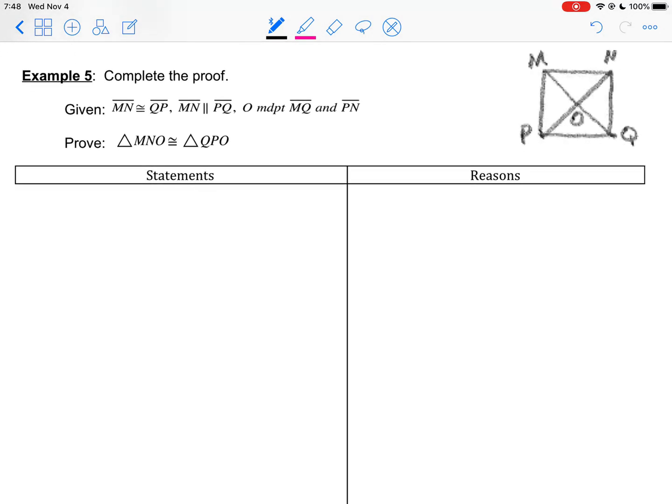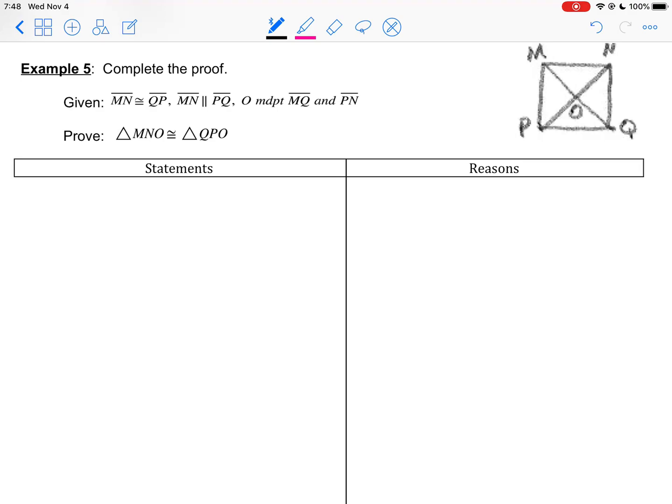All right, the last thing we're going to go over in this section is a proof. So this proof, we have three givens. We have that segment MN is congruent to QP. So as we use these, we are going to start marking our diagram. So sometimes your diagram will already be marked, but a good practice is to redraw the diagram and then mark it as you go so that you know what things you've used.